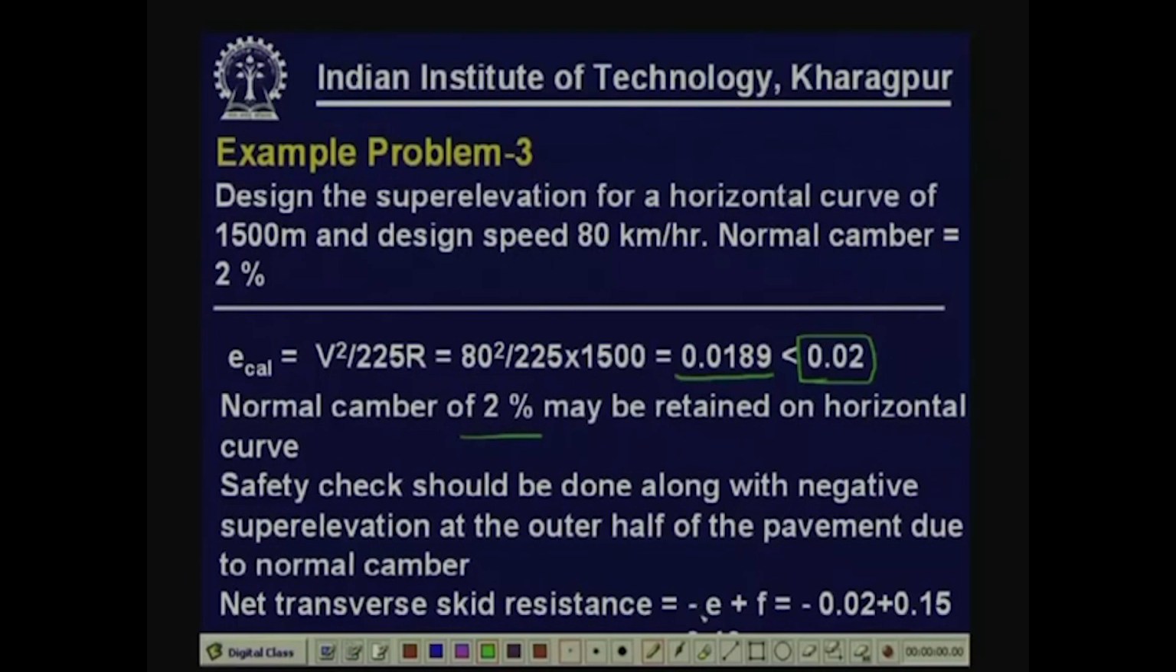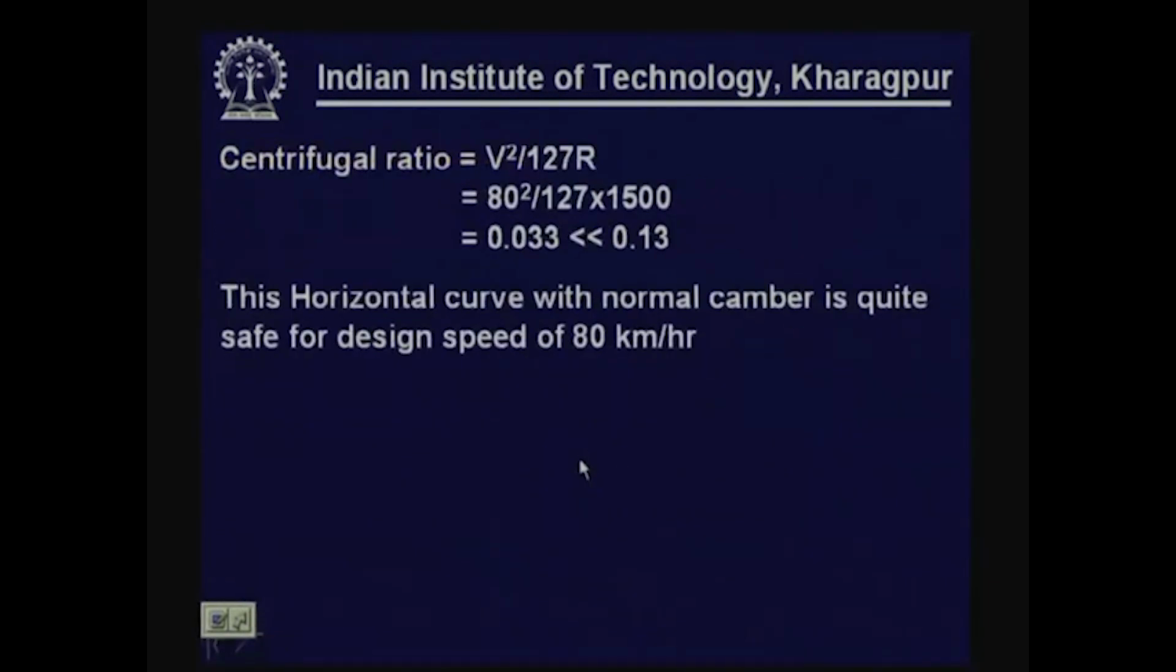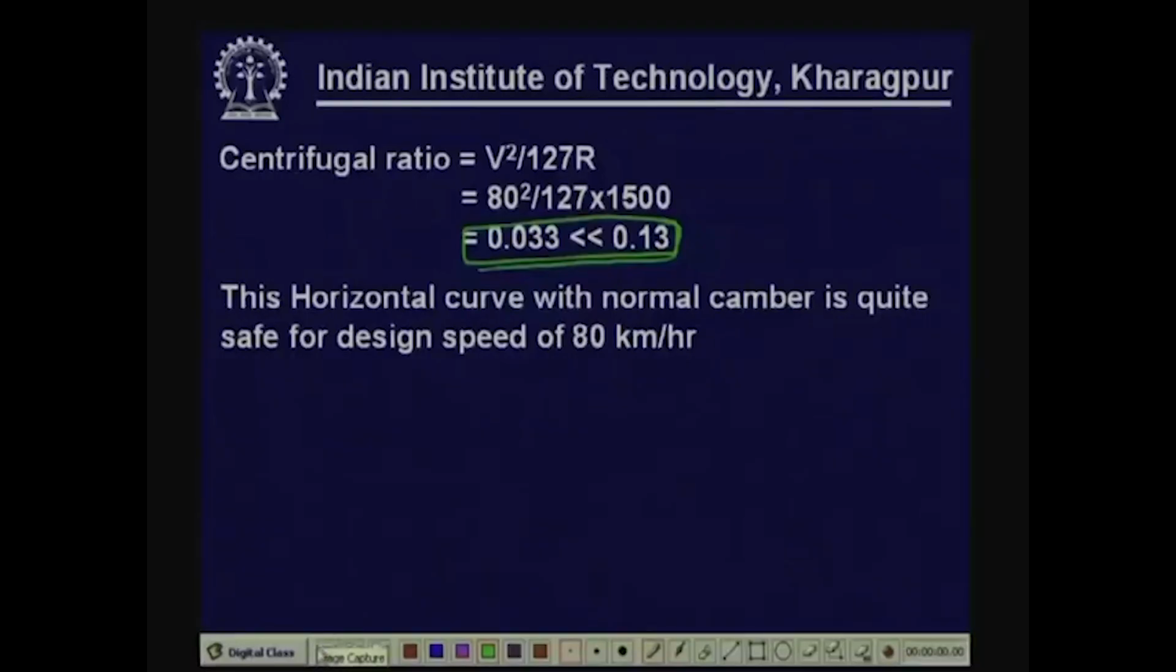Normal cambered section can be retained means in that case E is actually negative. So, E is minus 0.02 plus f, the permissible value 0.15, that means the equivalent thing is 0.13. Now, we check what is the requirement for the given situation. Now, centrifugal ratio v square by 127 r, we calculate it as 0.033. So, it is certainly lesser than 0.13. So, again the normal cambered section can be retained and still the design will be safe in this condition.